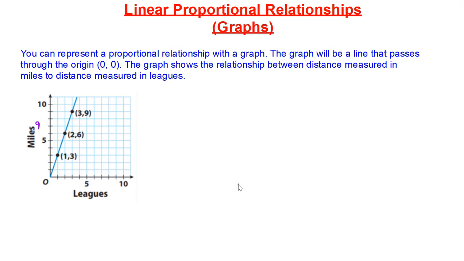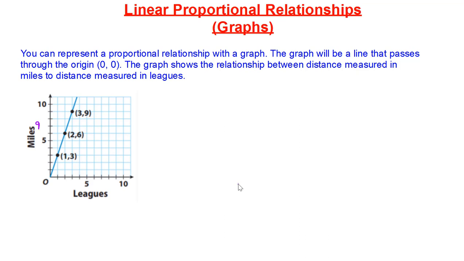Alright, so the other day we spoke about linear proportional relationships in terms of tables. Now we're going to talk about linear proportional relationships in terms of graphs. So you can represent a proportional relationship with a graph. The graph will be a line that passes through the origin (0, 0).